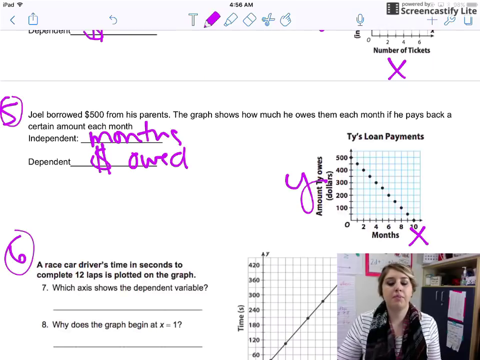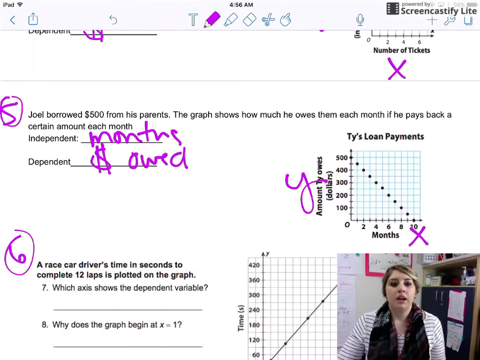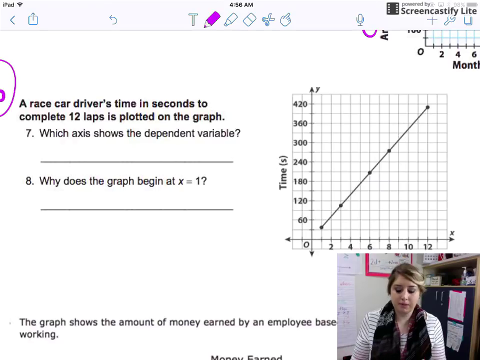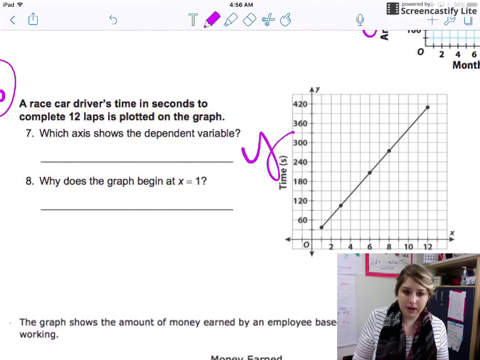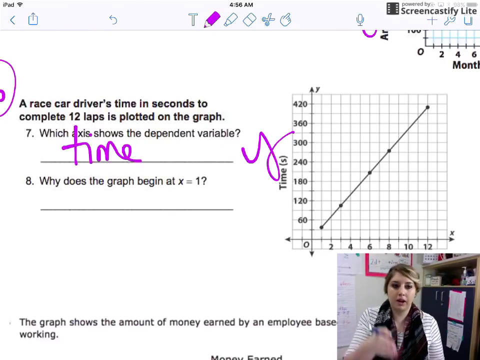Okay, for this number 5, I got that the independent is our x, the months. Our dependent is the amount owed. For the next one, you actually have to be careful because it says what is the dependent. So x and y, the dependent is the time. X is horizontal, y is vertical.